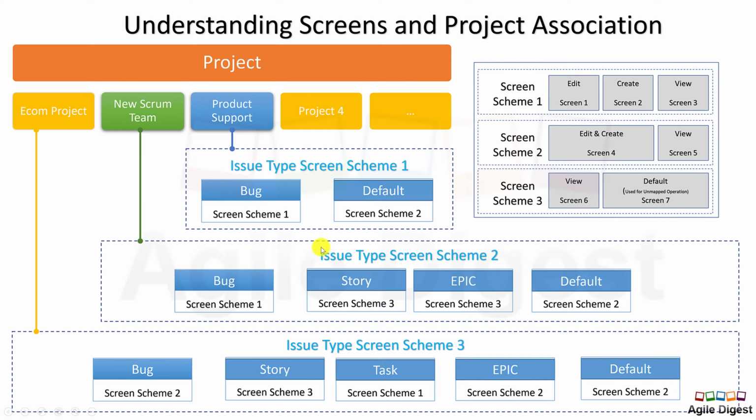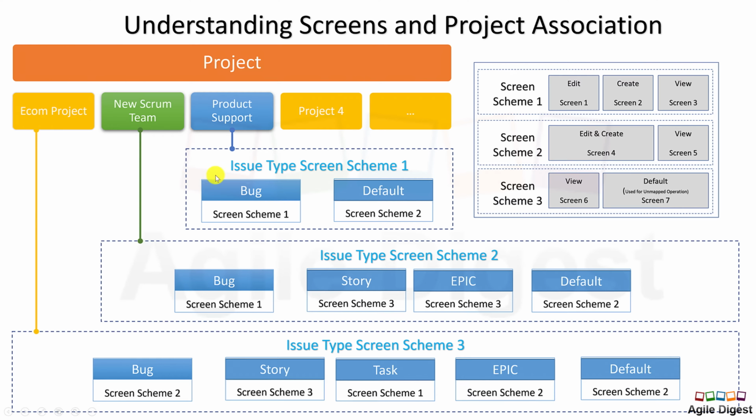Now, based on this configuration, for example, if I want to edit a bug for production support, which screen will come? To identify that, for production support, if I am editing a bug, bug is using screen scheme 1. So screen scheme 1 editing is coming for screen 1.